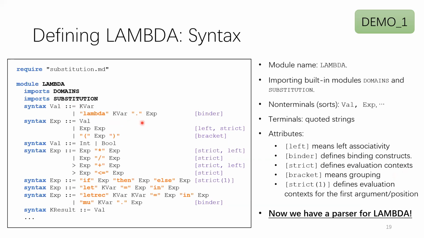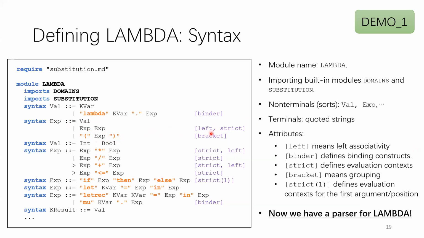And we can see that the terminals are quoted as strings. And the binder attribute specifies that the Lambda abstraction is a binder. So the substitution module knows how to provide the capture avoiding substitution for Lambda. Now we define exp as either a value or an application, and also we use the parentheses for grouping.